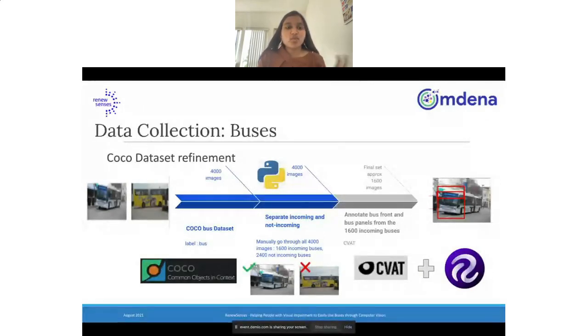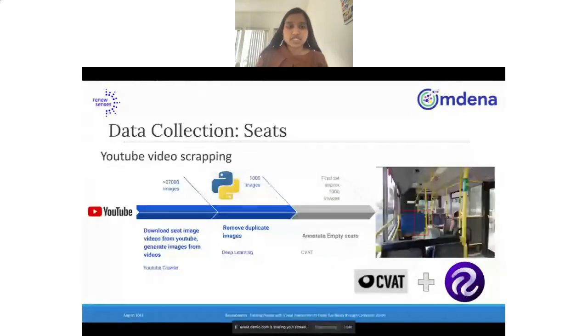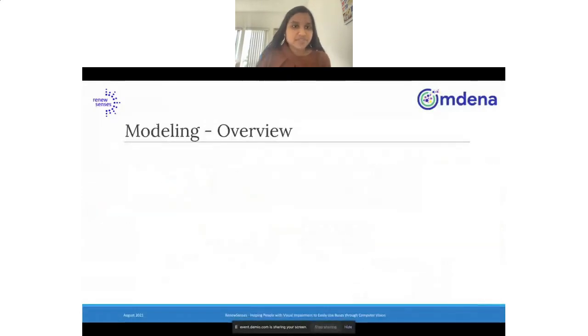Apart from that, one thing that stood out, and that's the base of how collaborators come together to solve the challenges, is that they went ahead and collected the data set by themselves in Germany. That is, they recorded videos of the buses and took pictures of the buses, which can help us in this particular model. And again, for the seat detection, we used data sets from YouTube, where we could download the seat image videos and generate the images based on that.